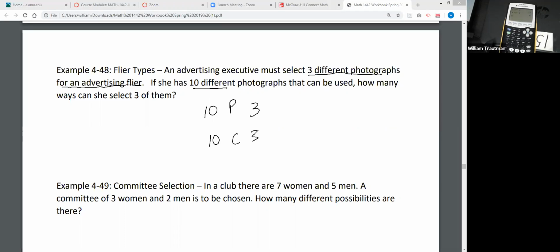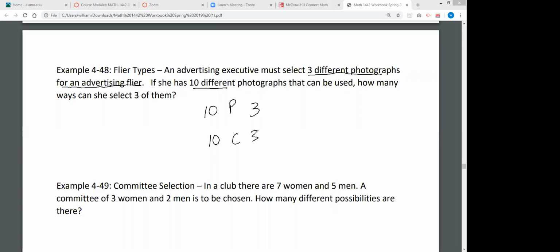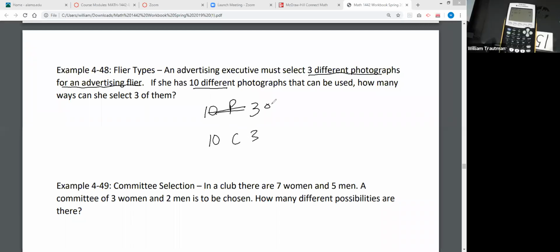How many ways can she select 3 different photographs for an advertising flyer? Now, does it matter which pictures you pick? Do they say it matters? No, they don't tell you. So this one, the order matters. This one, the order matters. This one, they don't say the order matters.